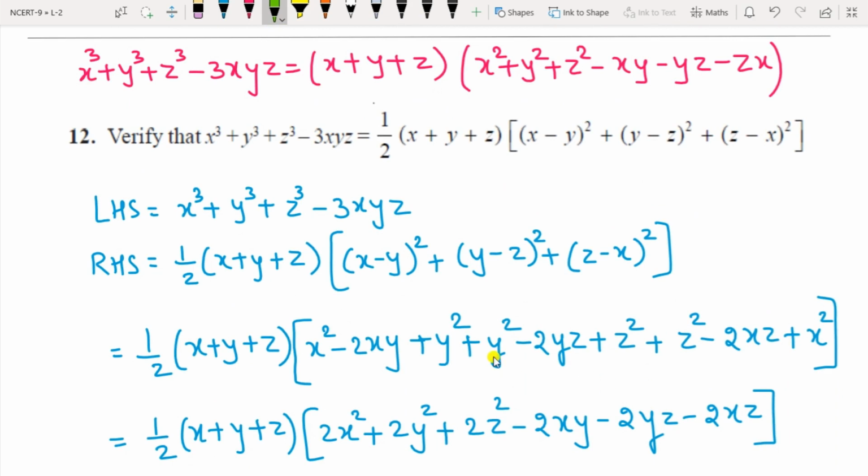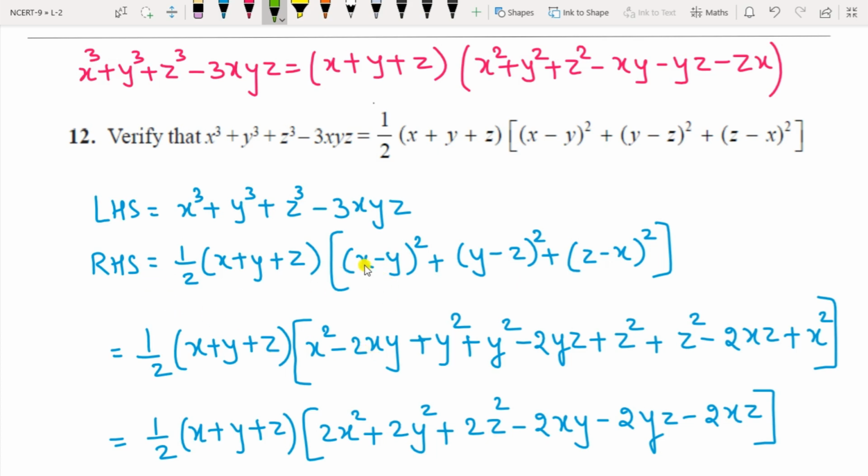Now here, the 12th question, same thing, but you have to verify it now. Verify means the left hand side should be equal to the right hand side. The left hand side is given as x cube plus y cube plus z cube minus 3xyz, and the right hand side is given as half times x plus y plus z times the bracket x minus y the whole square plus y minus z the whole square and z minus x the whole square. So we will solve the right hand side here.